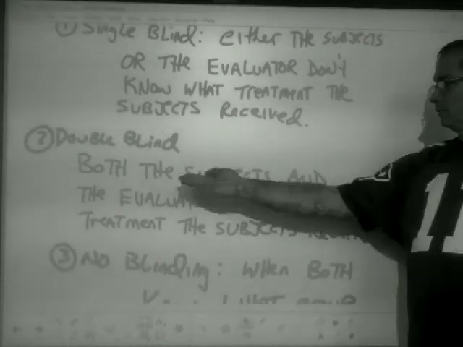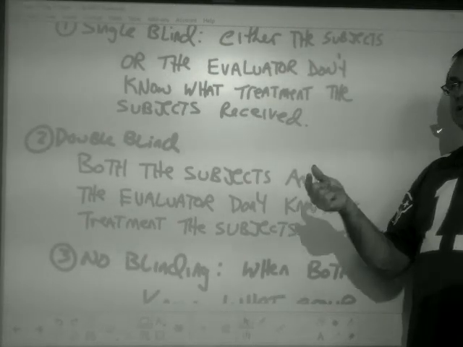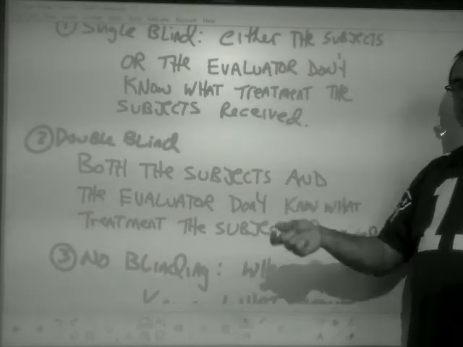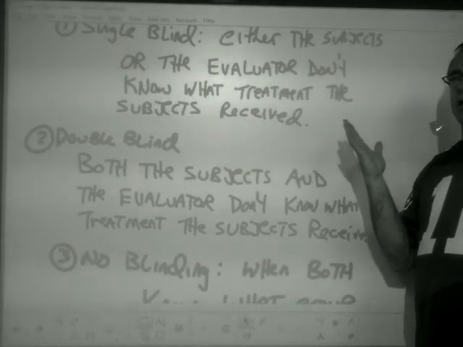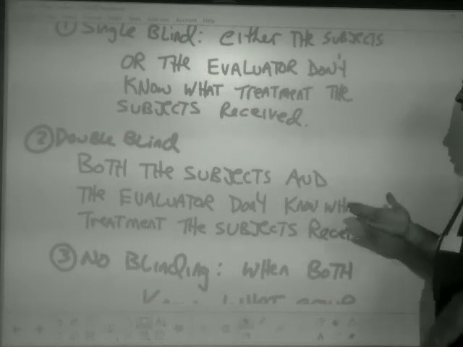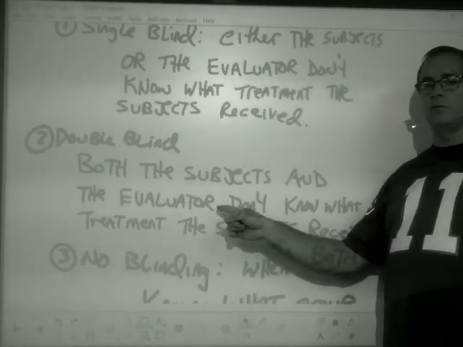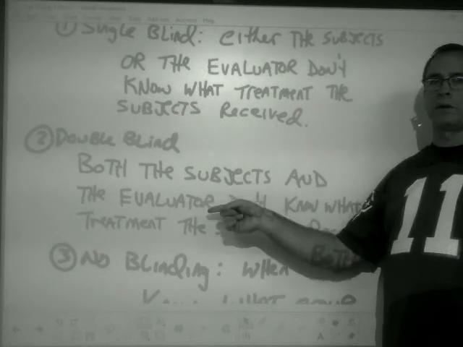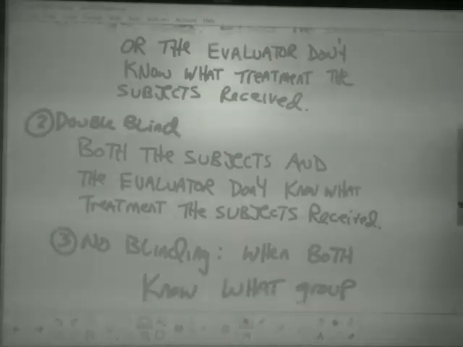Double blind. I might receive a pill, and I don't know if it is the medicine or a fake pill. And let's say I'm measuring skin complexion again. Well, I shouldn't know what group I'm in, and the person evaluating my skin complexion shouldn't know what group I'm in. And that would be a case of double blinding.